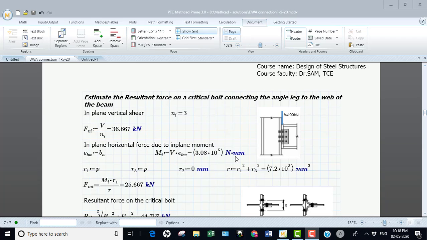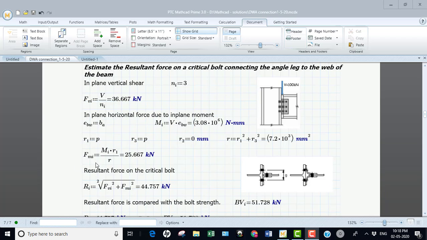So I'll get the moment. If I know the moment, the horizontal force or the resultant force in these bolts could be estimated by this expression. Here I took the extreme bolt. I named the bolts as R1, R2 and R3. R1 and R3 are farthest from the CG of the bolt group. Therefore, I'll take the maximum force and the critical bolt.